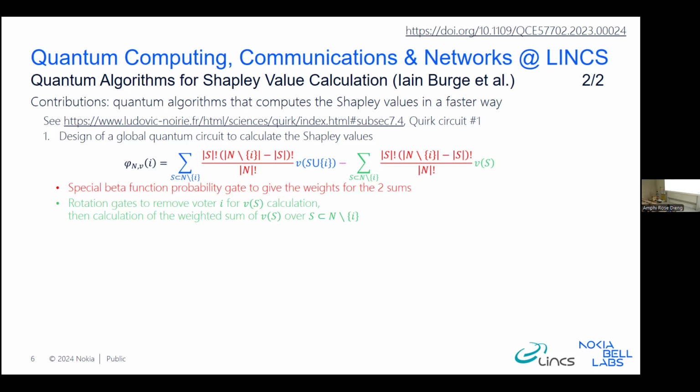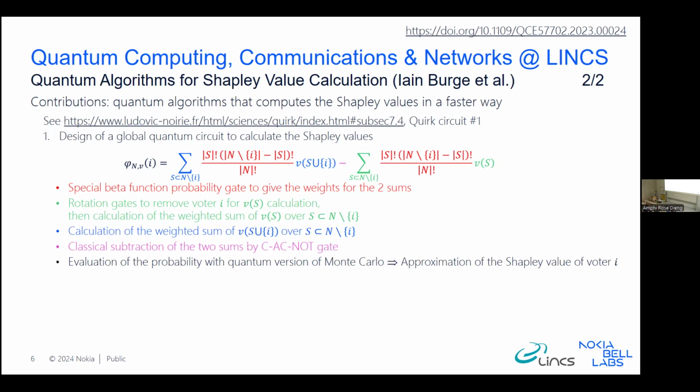So we use some rotation gates to do that. And then we need to implement the weighted sum of the gain function. In blue, we have the case where voter I is added, and then we need to implement the subtraction of the two sums, and then evaluate the probability. This can be done, for example, with the quantum version of Monte Carlo, and this will give an approximation of the Shapley value.